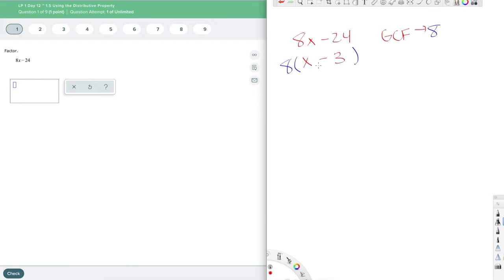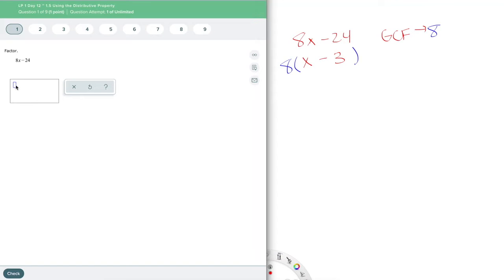So this is what it originally looked like. And we spent a couple of sections distributing these pieces, where we'd say 8 times x, 8 times negative 3. Now we're just going backwards. We're taking it back out. We're factoring it away. So it means we're dividing it away instead of multiplying it in. So that's all. We just want to make sure that we find the greatest common factor and divide it out. And check.